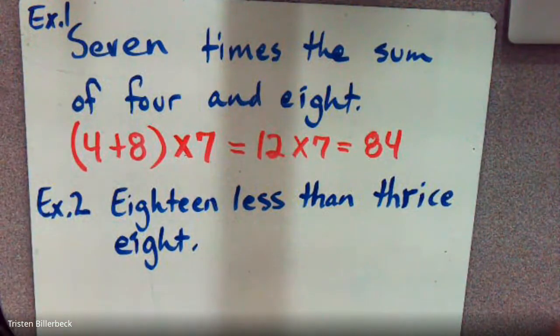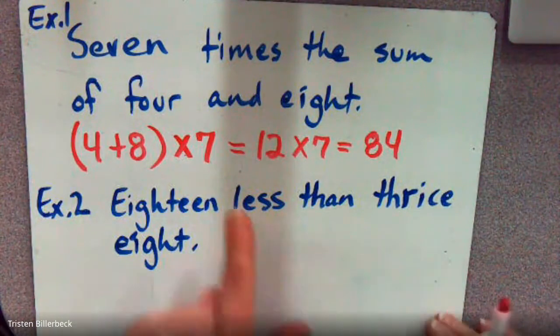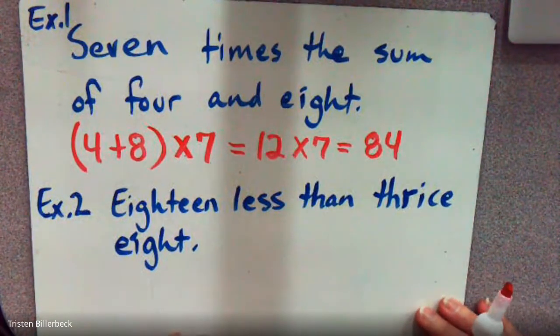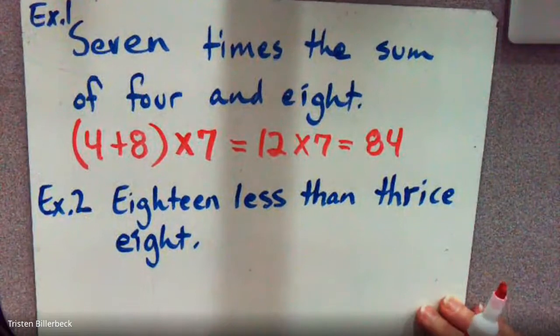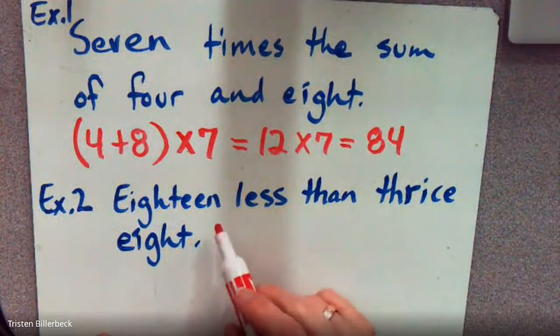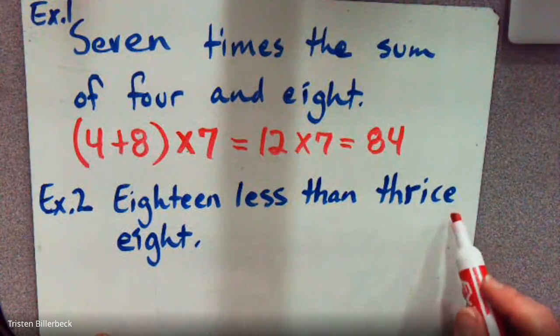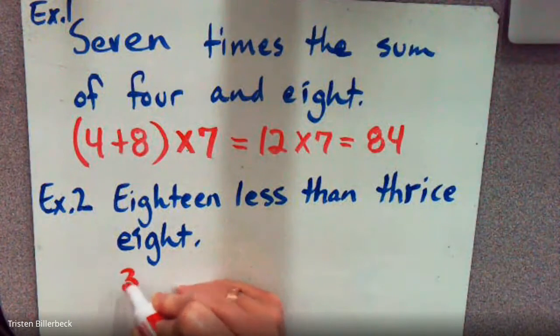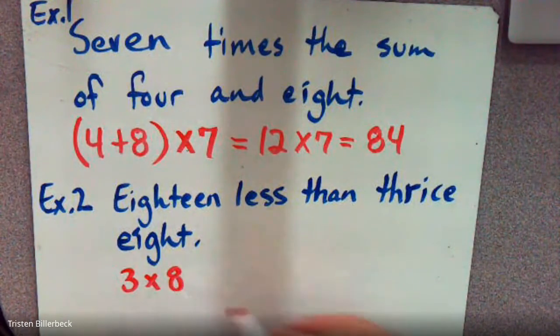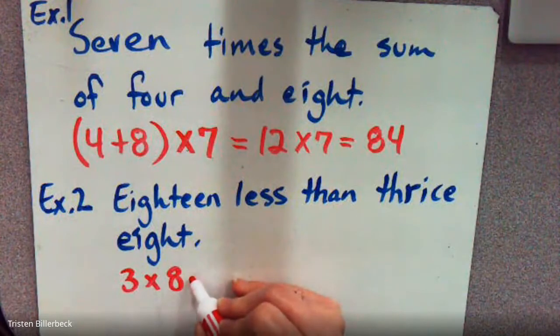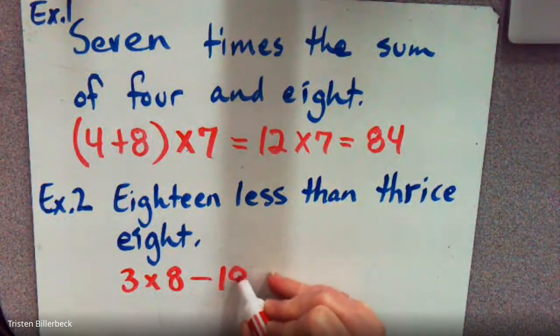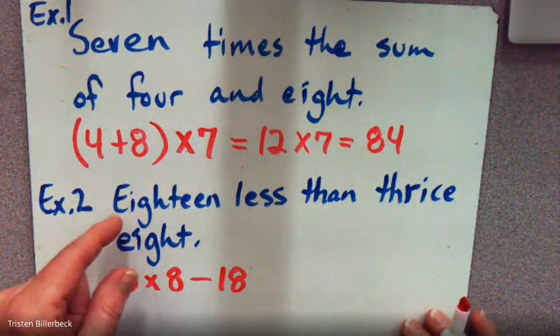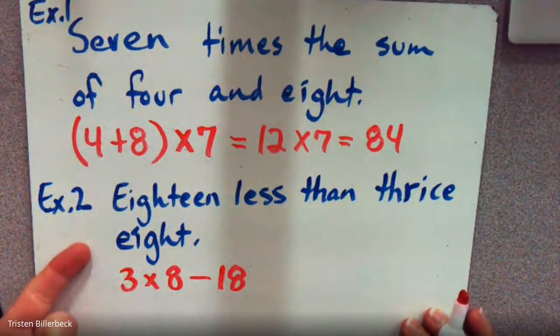So sometimes the words come first that are actually last in the mathematical sentence or expression. So 18 less than thrice 8. Well, thrice 8 is another way of saying 3 times 8. And then 18 less, so we're going to subtract 18. Again, the written expression starts with what we do last.